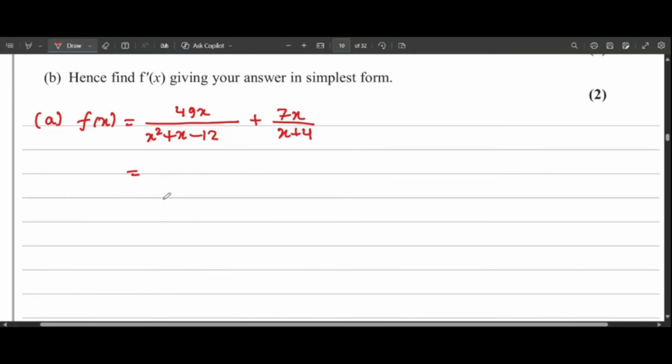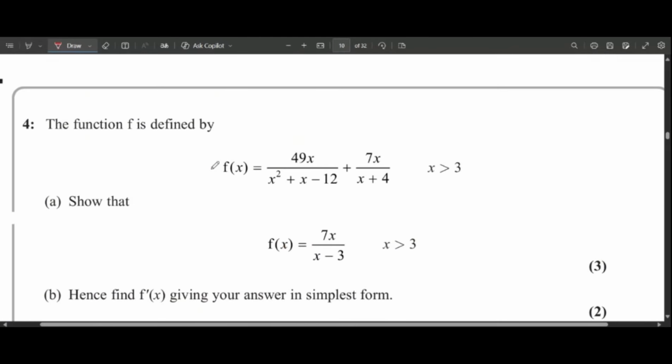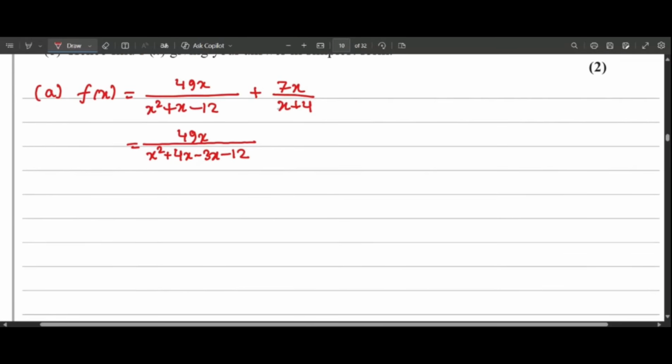Now I can see that the denominator of this fraction is a quadratic expression, which means I can factorize it to simplify further. So now we will factorize this quadratic by using the middle term, so that it becomes further simplified. So I can write x squared plus 4x minus 3x minus 12 as the list of terms, and I can write 7x divided by x plus 4 on the right.